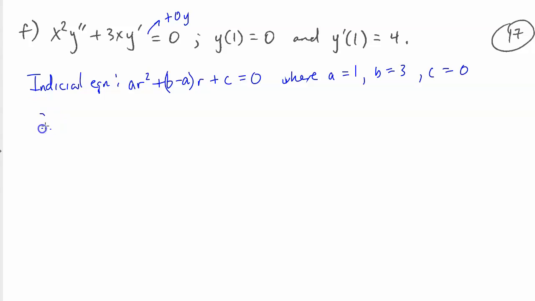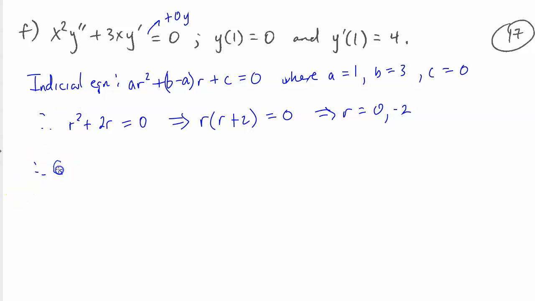So from here, that means that we have r squared plus (b minus a, or 3 minus 1) is going to be 2r plus 0, or just leave that as 2r here. So we'll get rid of that. So this is equal to 0. And of course, once we factor out the greatest common factor of r, we see that r is either going to be 0 or -2.